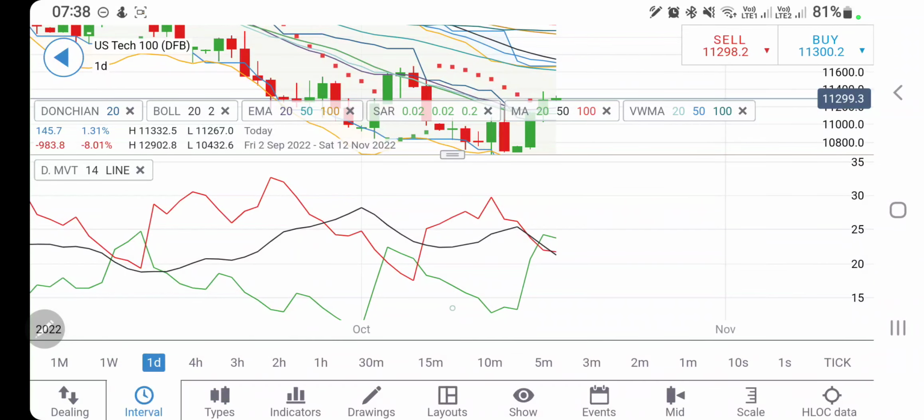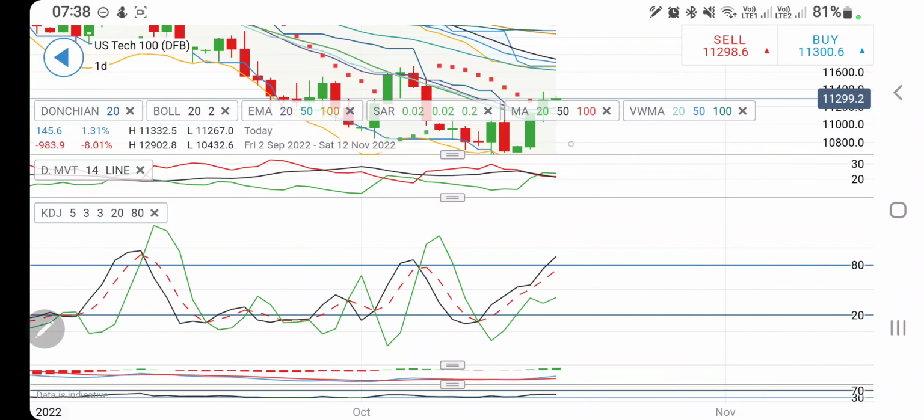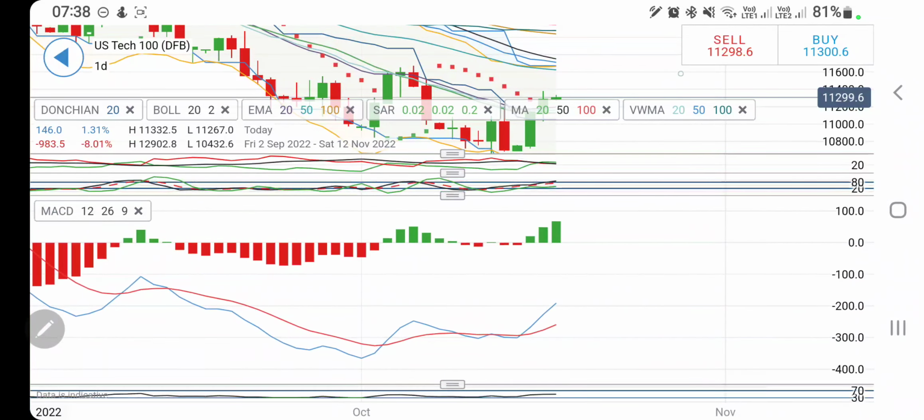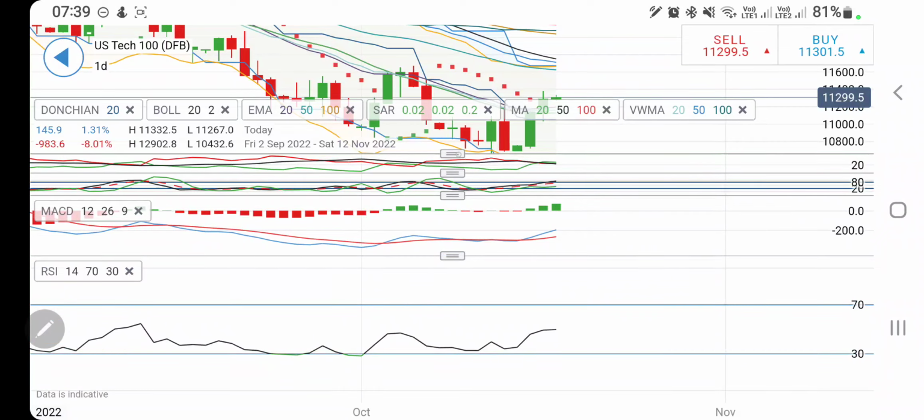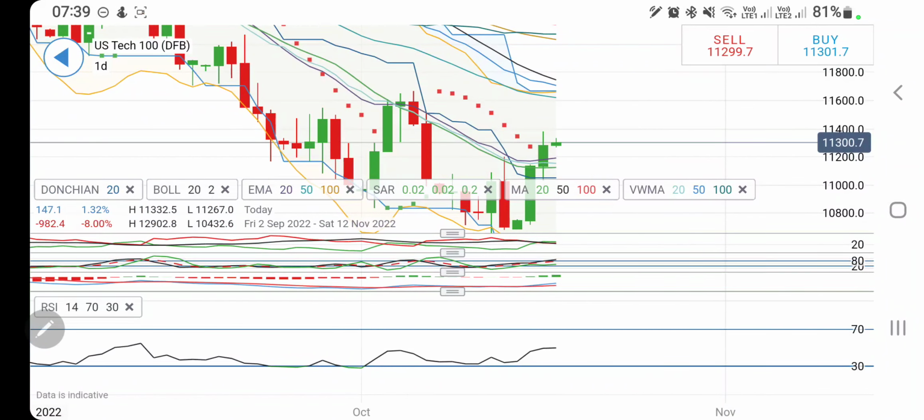The directional movement is bullish here. It is crossed over on the buy side. The stochastic is now again overbought. The MACD is divergent and bullish, and the RSI is rising too. So yes, buy there at 11,350. Expect 11,380, 420. Rather, I will say 400, 420. This is going to be a very strong resistance zone. So be careful of 11,380 to 420 levels.